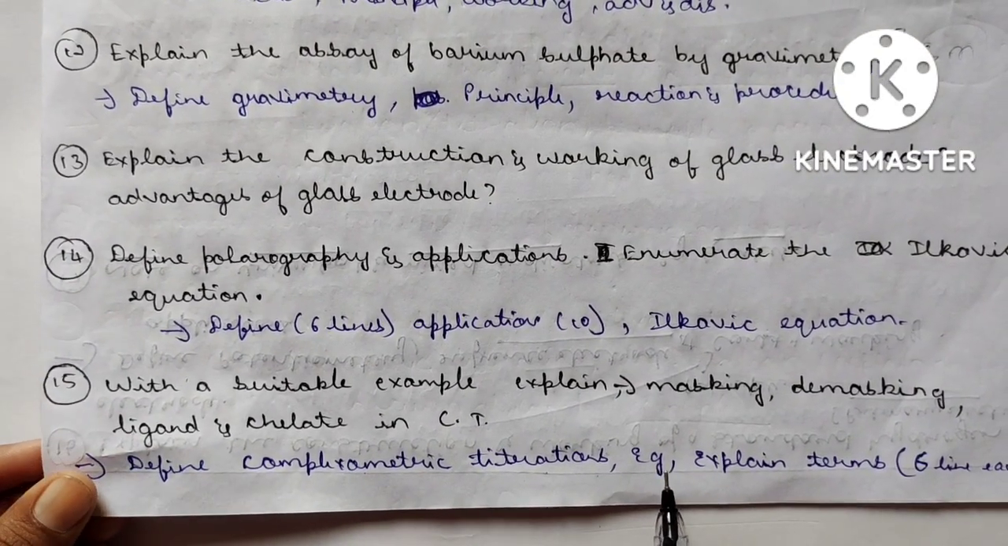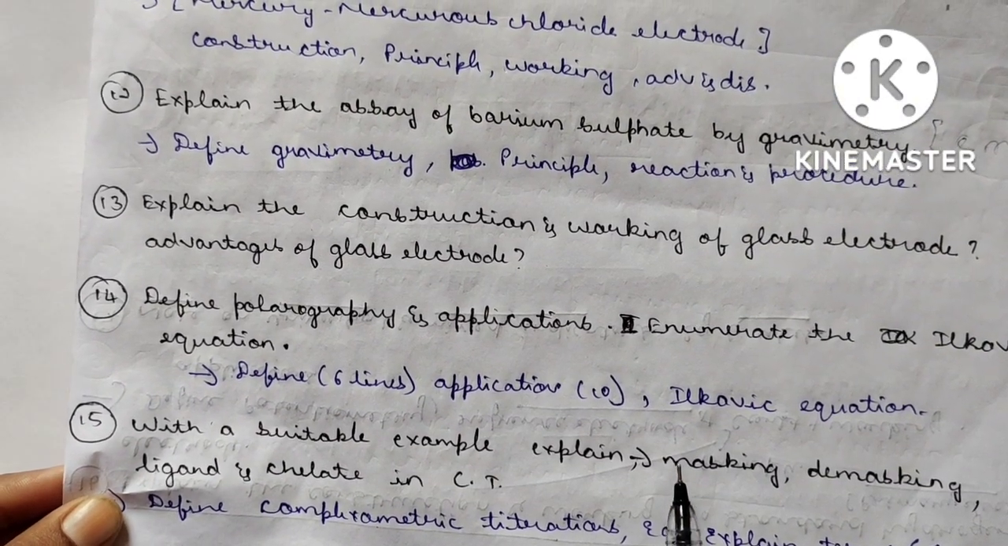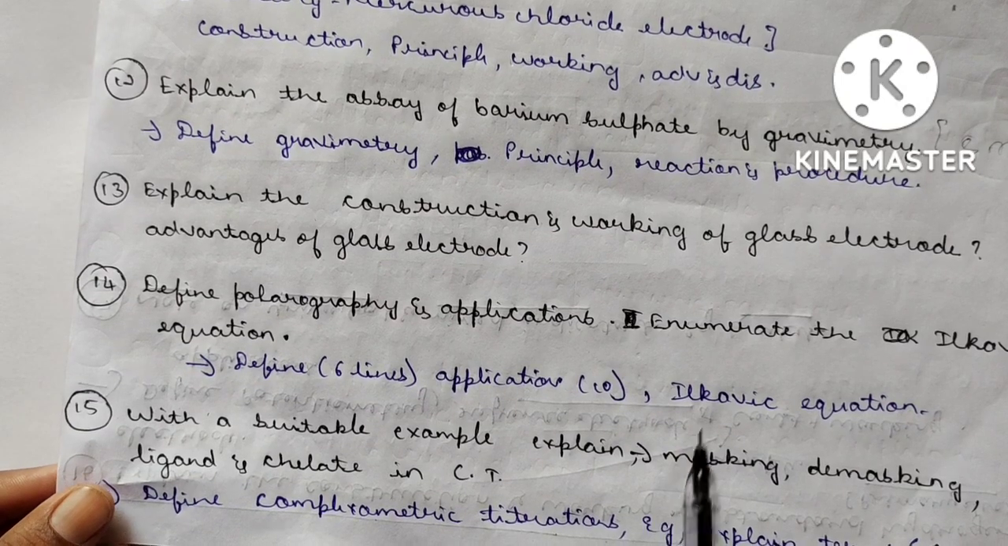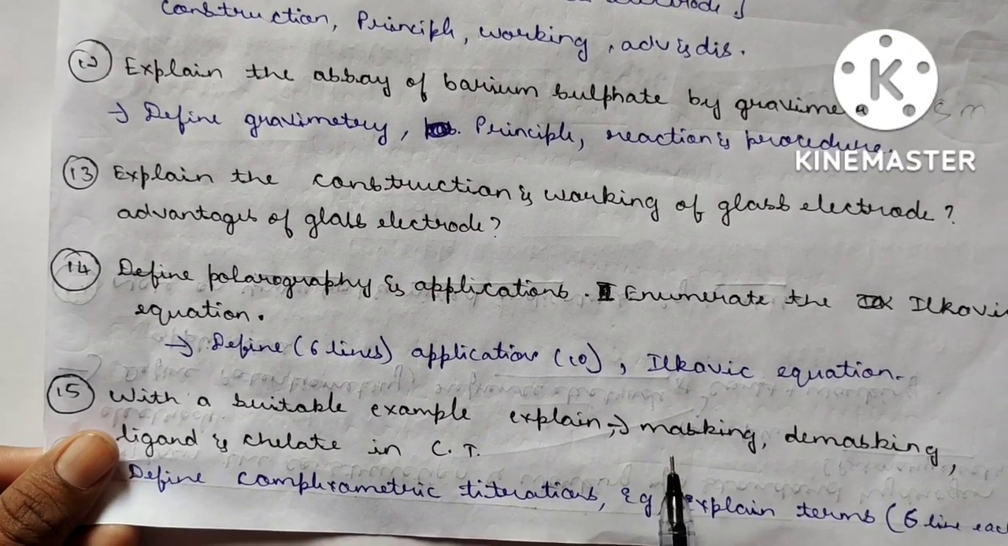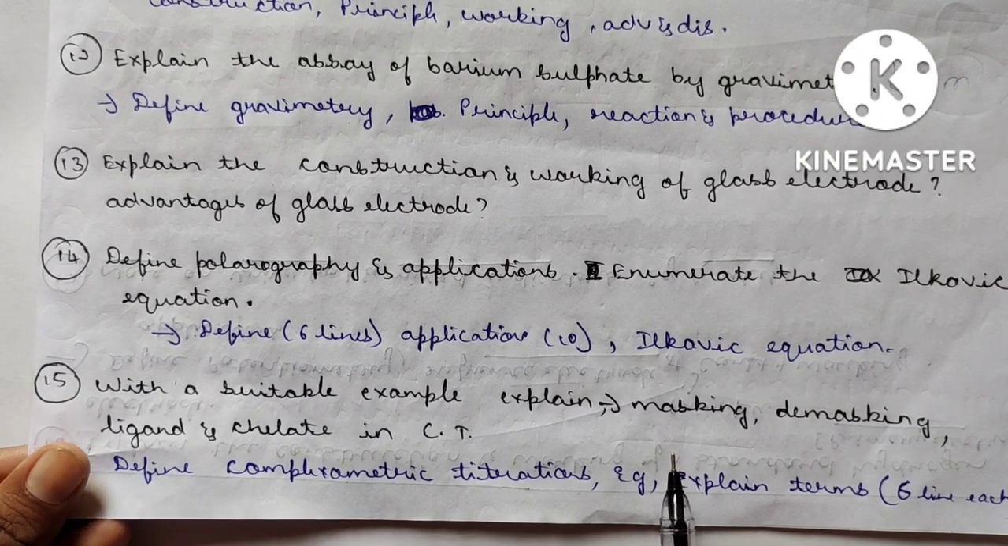You have to remember the derivation also. Sometimes they will ask for 5 marks. In the year 2021, maybe they asked the derivation of the Ilkovic equation. Go through that. Then with a suitable example, explain masking, demasking, ligand, chelate in complexometric titration.